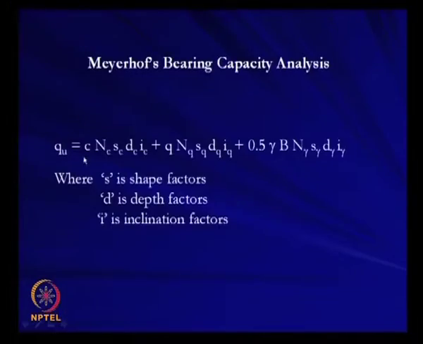So, for this consideration, Meyerhof proposed a bearing capacity expression with the terms c Nc Sc Dc Ic, where the S term denotes the shape factors, D denotes the depth factors, and I is the inclination factors. So, shape factors means the shape of the footings, D is the depth of the footings, and I is the loading inclination of the footing. So, these are the expressions. This is for the first term, the Nc term, this is for the surcharge term q, and this is for the density term. So, these are the different factors.